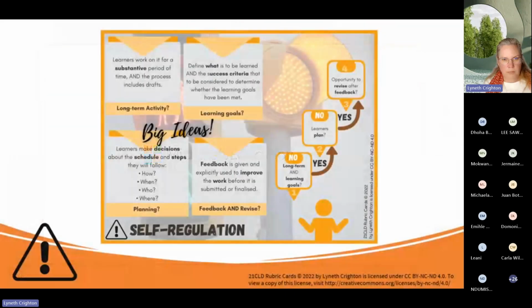So the big ideas are, is it a long-term activity? In other words, it takes more than just one lesson. Do they have the learning goals up front? In other words, the rubrics. In other words, they can see where they have to go, where the marks are going, and what they need to do to be successful.